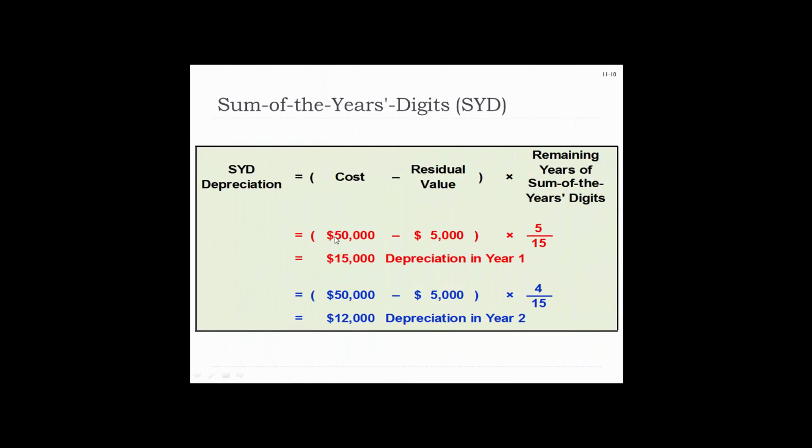So, 50,000 minus the $5,000 residual times 5 over 15. This equals $15,000 of depreciation in year 1.